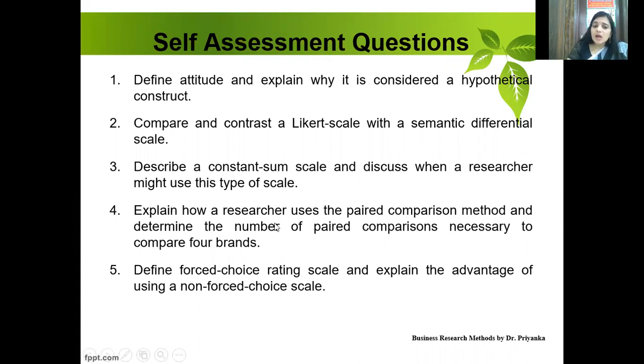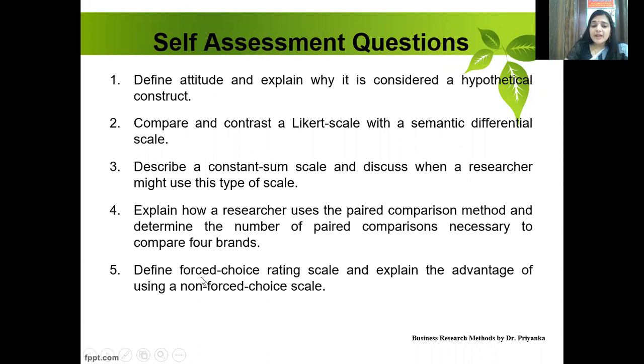Then next is, explain how a researcher uses the paired comparison method and determine the number of paired comparisons necessary to compare 4 brands. Paired comparison is a measurement technique that involves presenting the respondent with 2 objects and asking the respondent to pick the preferred object. More than 2 objects may be presented, but comparisons are made in pairs. If a researcher wishes to compare 4 brands, 6 comparisons will be necessary. We are applying probability here.